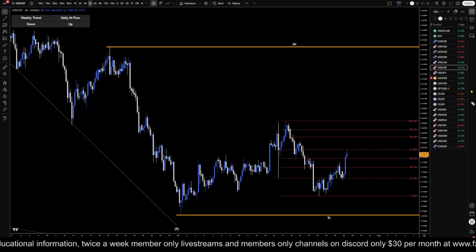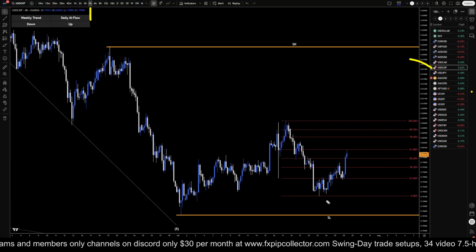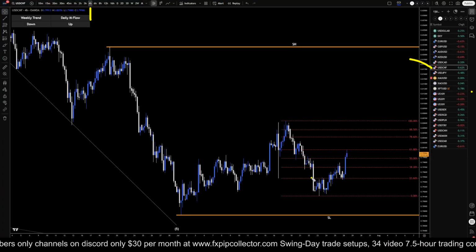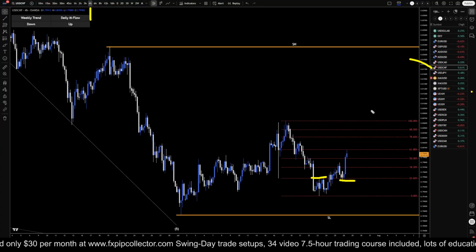Today is Monday, July 28th, and this is my analysis for the US dollar Swiss, and we're on the 4-hour time frame to start with. So the US dollar Swiss is going up. As you can see, we got a break of structure. We are making higher lows, so we are in a move to the upside.